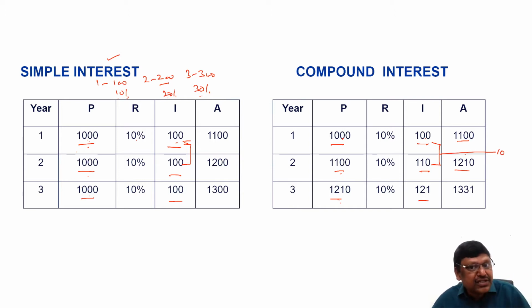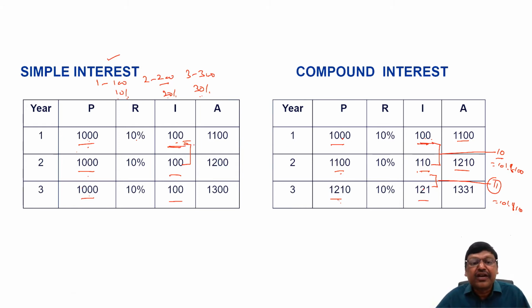If you recall the discussion in one of the sessions before, we discussed that this 10 rupees is nothing but 10% of 100. The difference between the third and second year, if you see, it is 110 and 120, where the difference is 11, which is nothing but 10% of 110. So it keeps increasing.